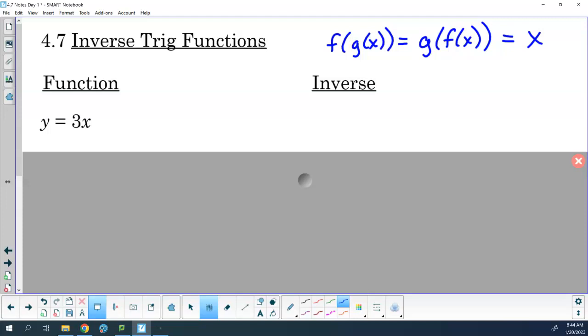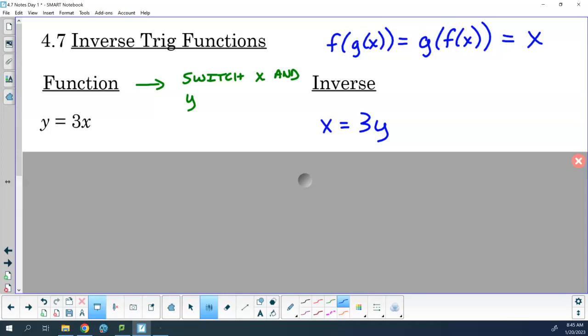Now, to go about finding that inverse, it's relatively easy. All you do is, if you're given the function, for instance, y equals 3x, you just switch x and y. Leave everything else the same. Literally take where x is in that function and put it where y was, and where y is, you put x. You just switch the spots. So in this one, if y equals 3x, if I switch them, then it would be x equals 3y.